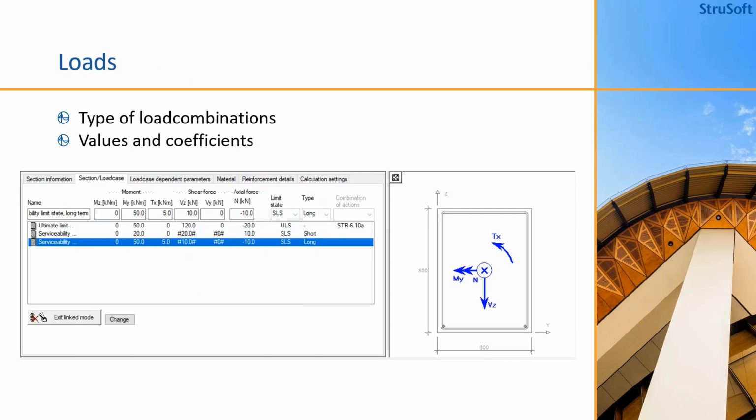When we take a look at the loads, we have different types of load combinations. So we have the ultimate limit states or the serviceability limit states, and we enter the values for the section forces that we have.